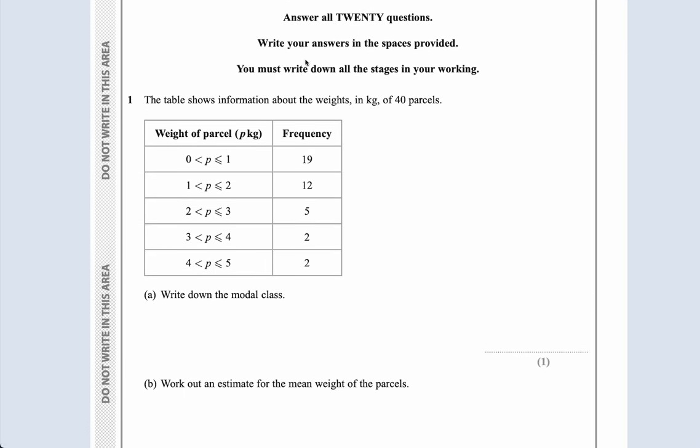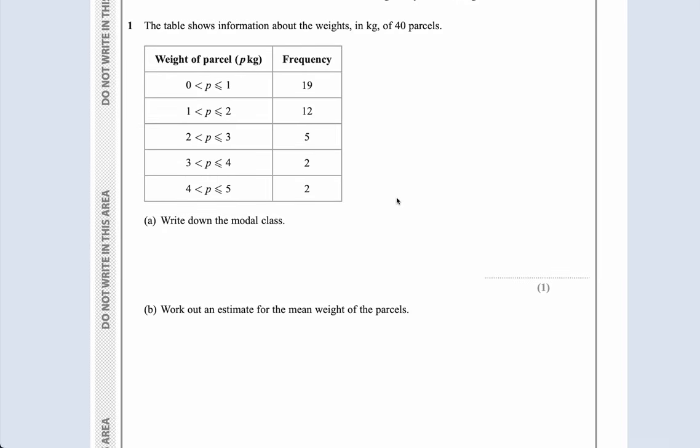20 questions, guys. Show your working. That is important. So first question, there's weights of parcels given in this frequency table, and part A says write down the modal class for 1 mark.